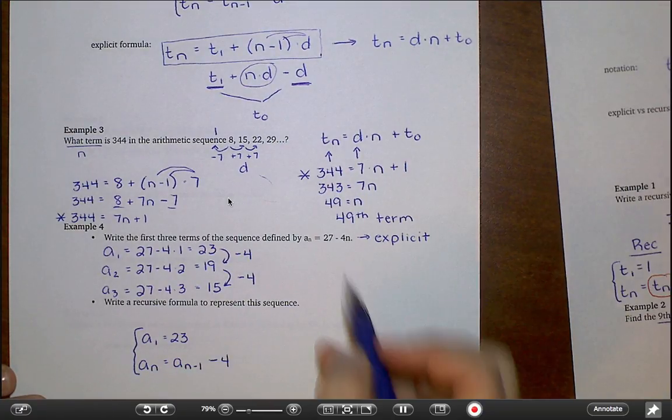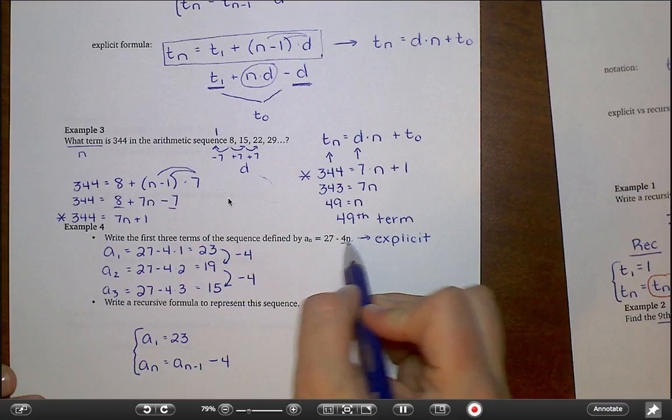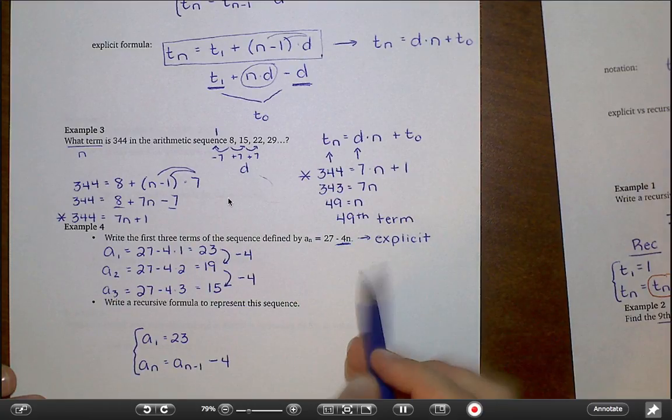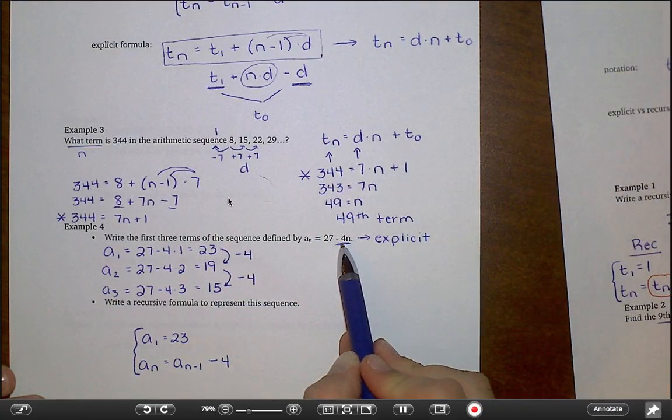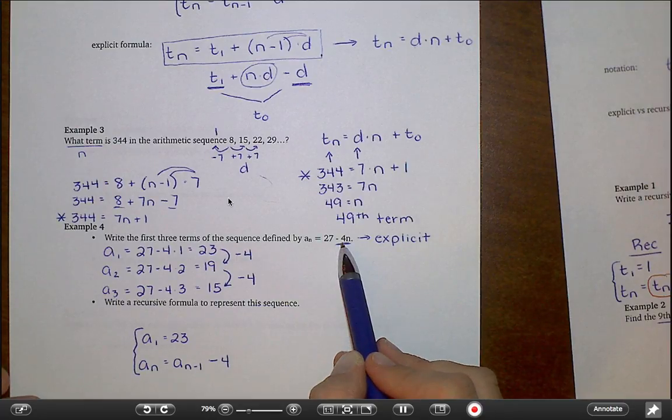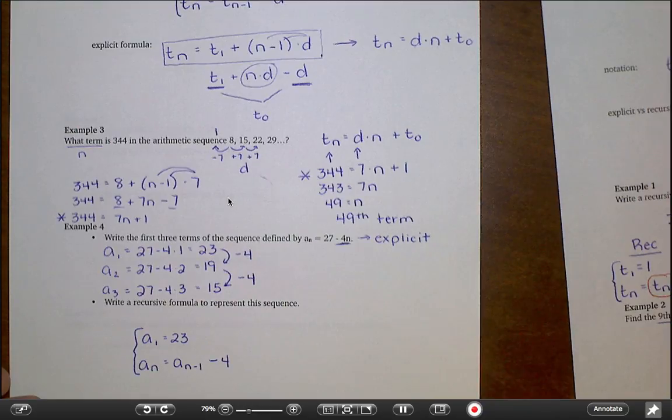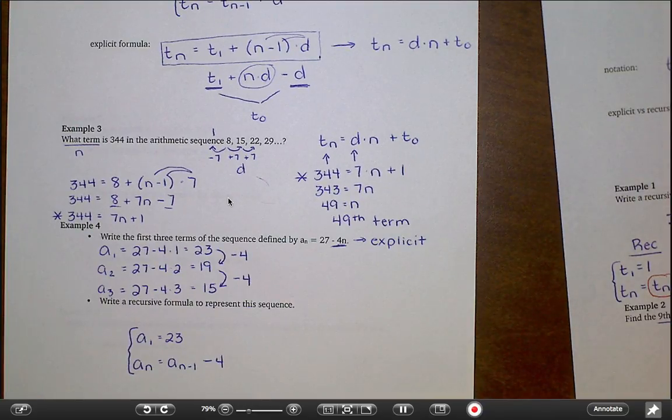And by the way, I should have been able to tell that just from looking at this, right? That my slope in an arithmetic sequence is always going to represent my constant difference. So right there I should have been able to tell this is going to be minus 4. By the way, I'm a little bit lazy as a mathematician here. I don't hardly ever write this, but I probably should.